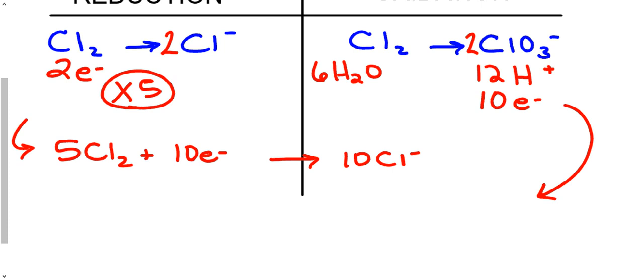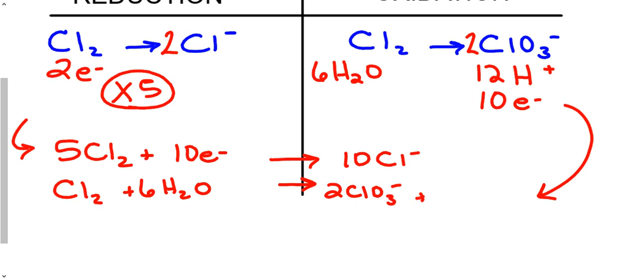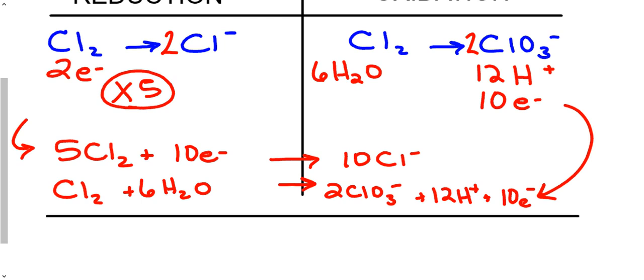Writing everything out again. Again, I like to line up my arrows because you're less likely to make a mistake. On the reactant side, you've got diatomic chlorine, and you've got 6 water molecules. And on the product side of the reaction, you've got 2 chlorate ions, ClO3 minus 1s. You've got 12 protons, and you've got 10 electrons. All right, so this was a good starting point. We're now going to add these guys back together.